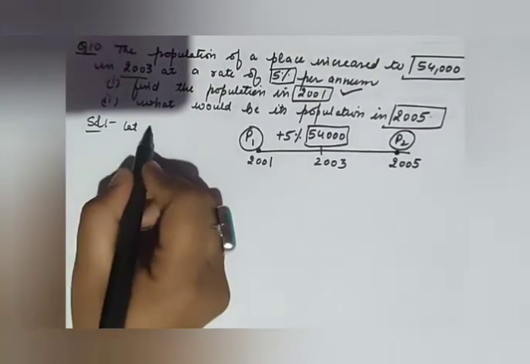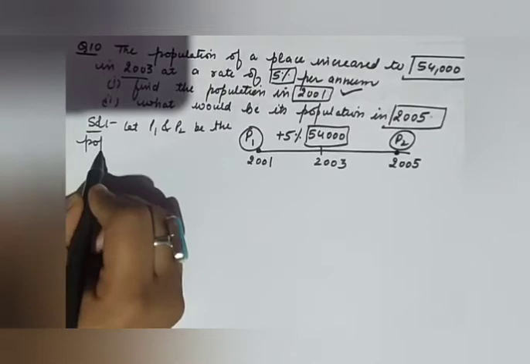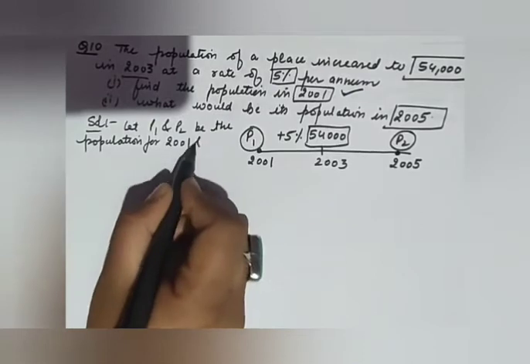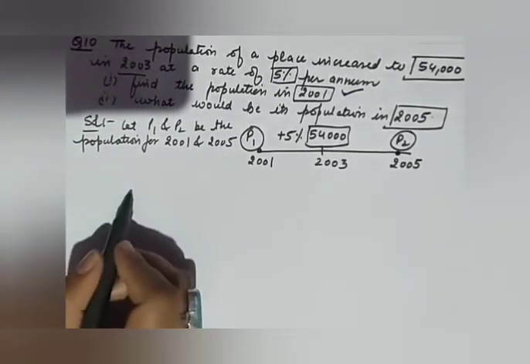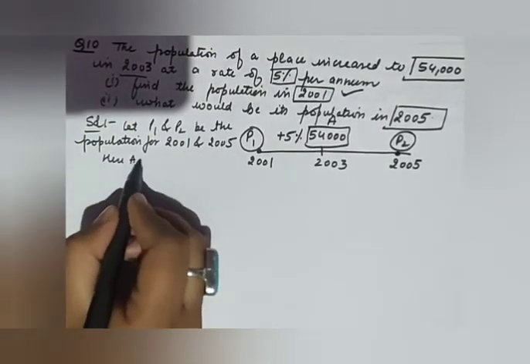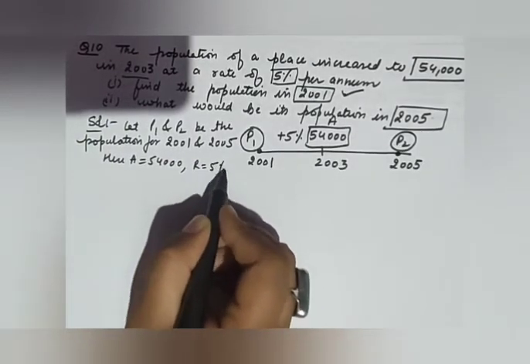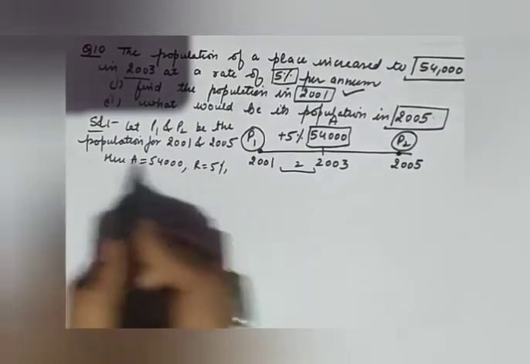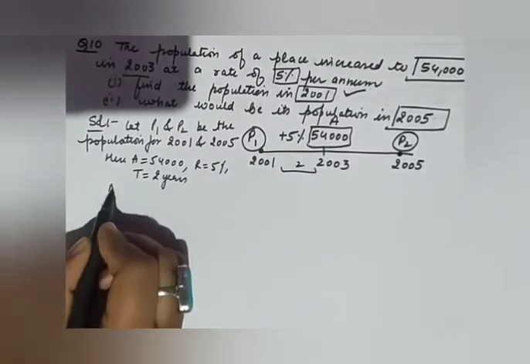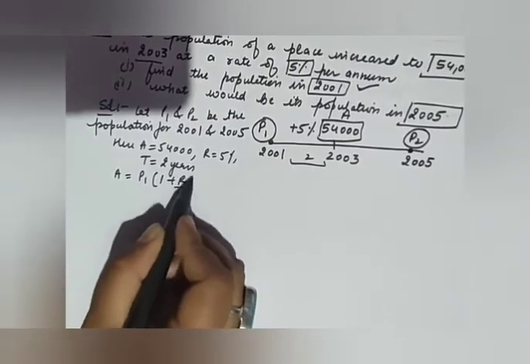So let P1 and P2 be the population for 2001 and 2005 here. So students, I told you, if I will suppose that this is my A, so I can say that here A is equal to 54,000, your R is equal to 5%, and your time is how much? There is a difference of 2 years, so time will be how much? 2 years. Okay, so if I have to calculate my P1, so I will definitely apply the formula that A equals P1 times (1 plus R upon 100) raised to power T here.